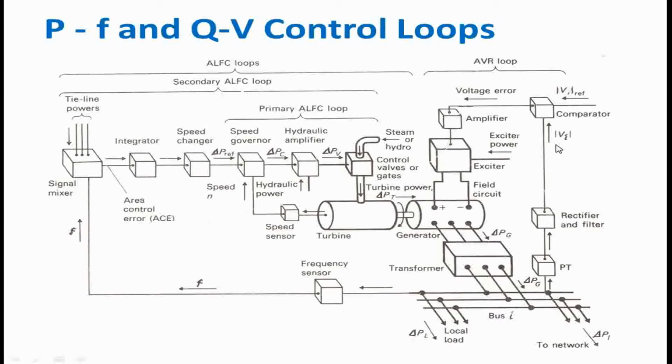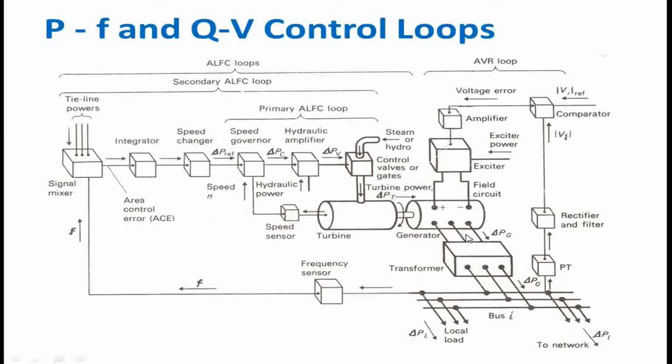After the filter we are getting the modulus of V as the output, and this will be compared with the reference voltage using the comparator block. The output of the comparator block is treated as the error signal, and this error signal is very low in magnitude. In order to boost up that magnitude, we are using a voltage amplifier, and the output of the amplifier, that is the error amplifier, is given to the input of the exciter, and this exciter at last is going to give an excitation supply to the field winding of the alternator.